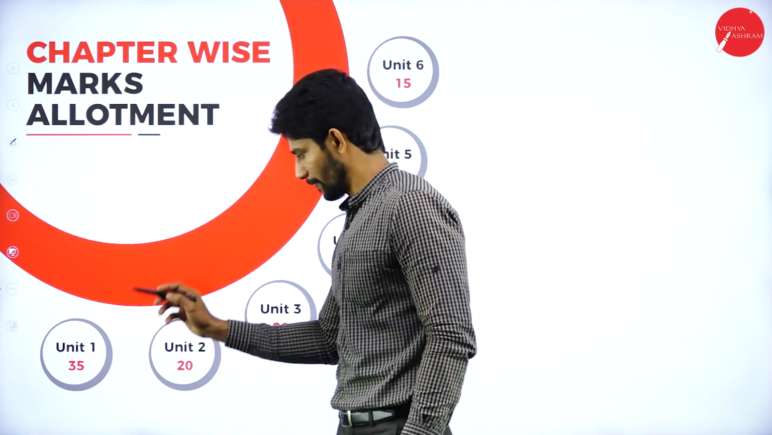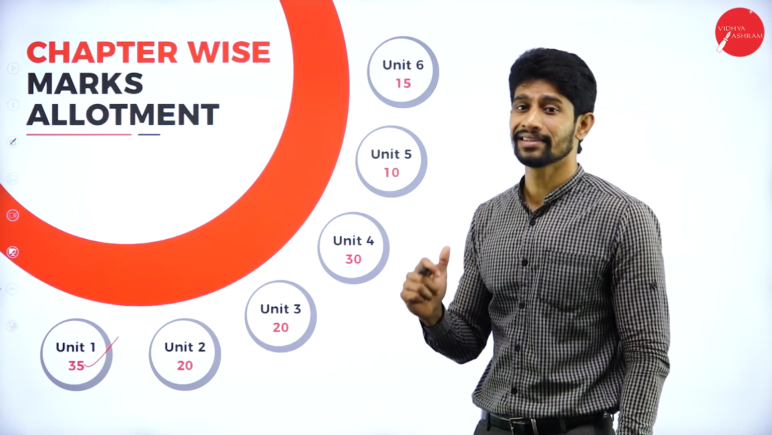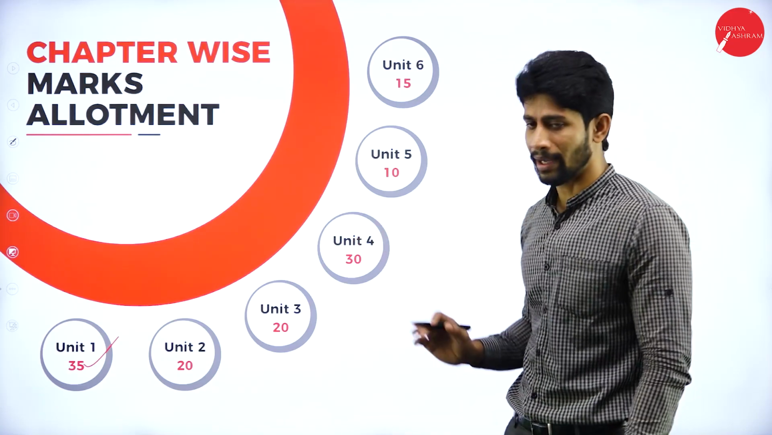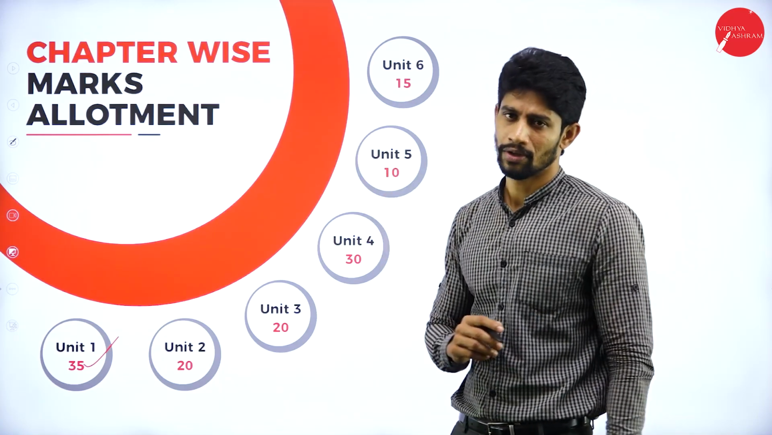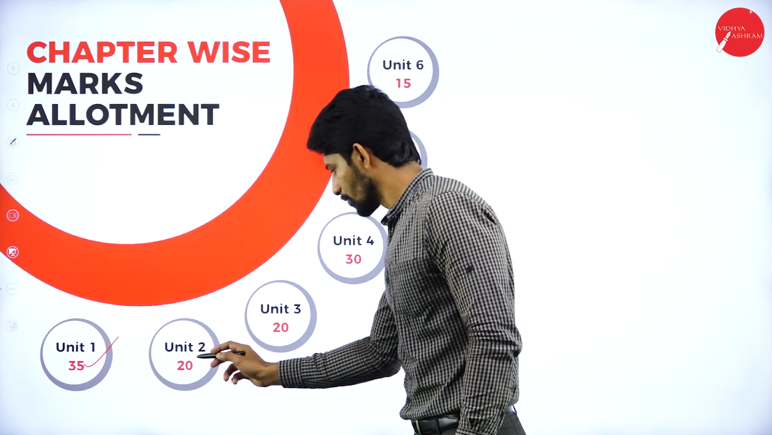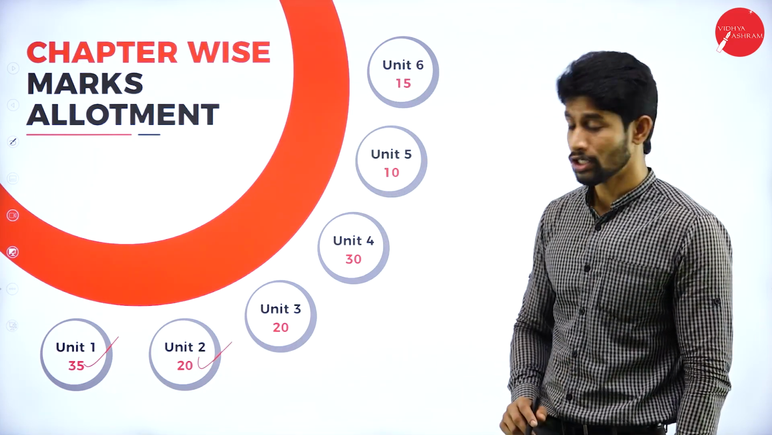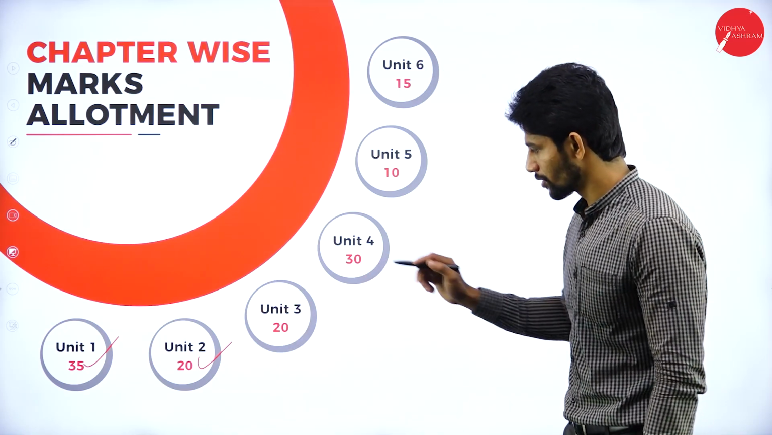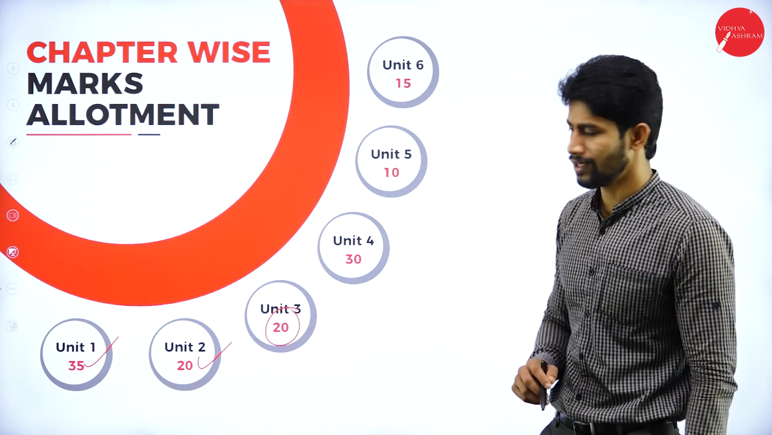From unit 1, questions will be asked for nearly 35 marks, and you have to give high priority to unit 1. Next, unit 2, questions will be asked for 20 marks, and you should also give high priority to unit 2. Next, unit 3, again 20 marks.